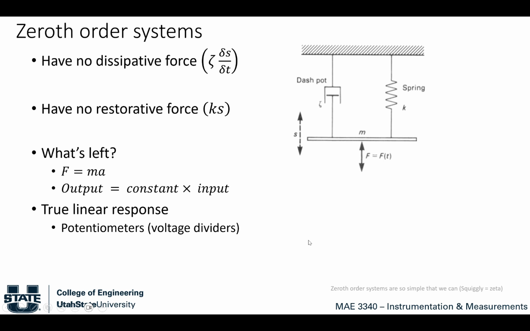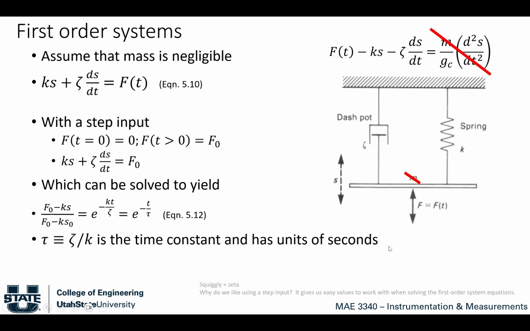So if we have no dissipative force and no restorative force on the spring, then what's left? Well, F equals MA, and that's an output equal to a constant times an input, and it's a true linear response. An example of this would be potentiometers or voltage dividers, and we have used those in the lab when we were measuring the different angles of the parts. That would be a good example of a potentiometer, and that is a zero order system. They're going to have a response that looks like this.